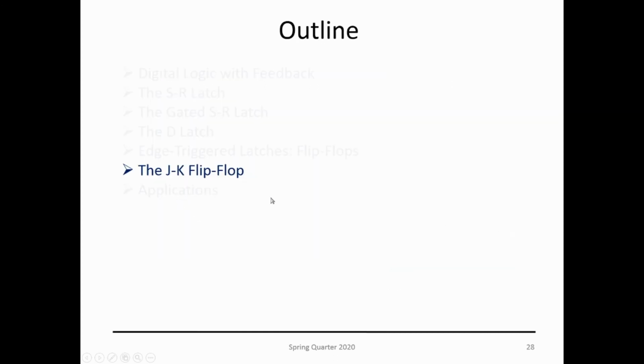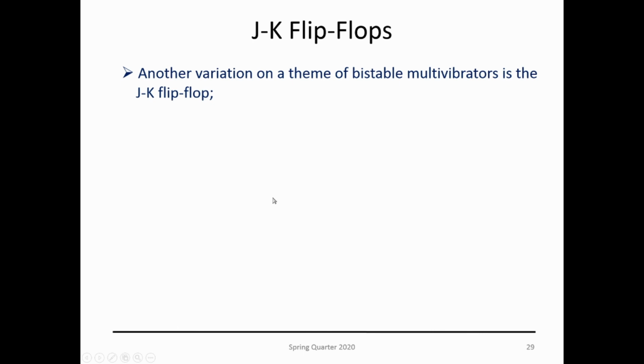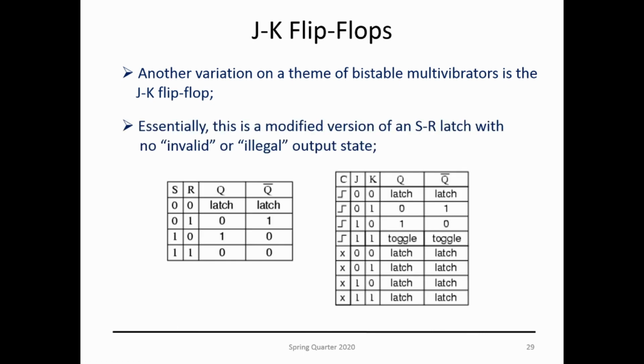Let's look at the JK flip-flop. So another variation is a JK. So notice that it's a modified version of an SR latch. So notice here that 0, 1 gives you a 0, which is the value that we have here. 1, 0 gives you a 1. And the good part is that, again, you don't have that invalid or illegal state.